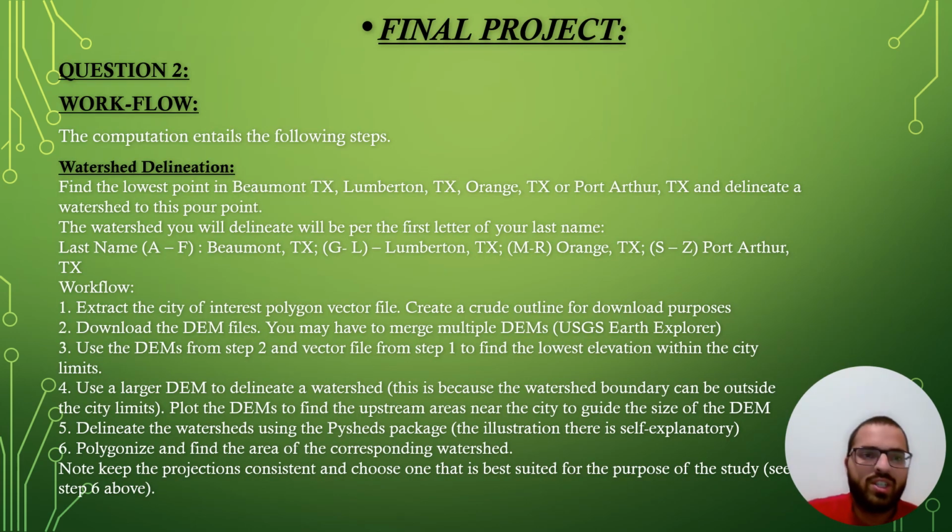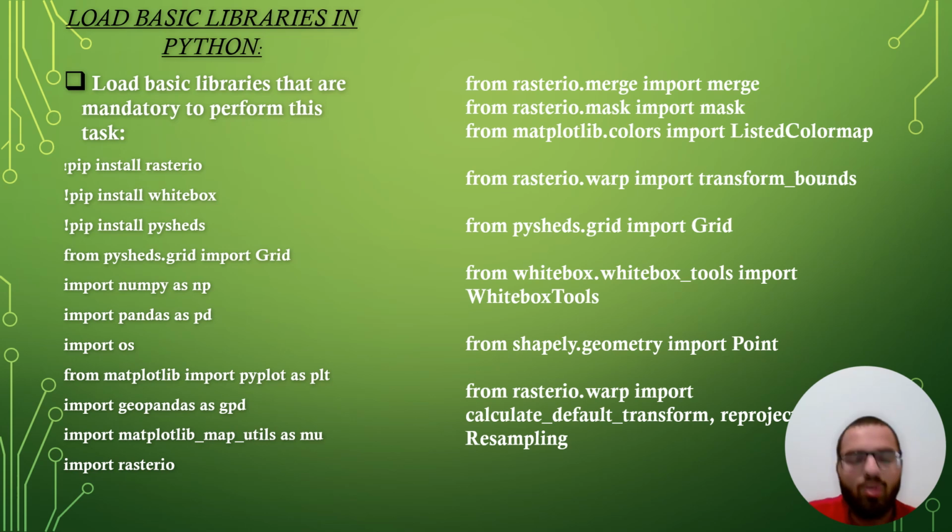So for question number two, the workflow is given to us. We need to do the watershed delineation. In my case, I did Lumberton County because the first letter of my last name is K. So I got Lumberton County, Texas, and did what was provided by the workflow. Let's discuss the basic libraries I adopted in question two: install Rasterio, install Whitebox, pip install pysheds. These are the basic libraries we use for question number two.